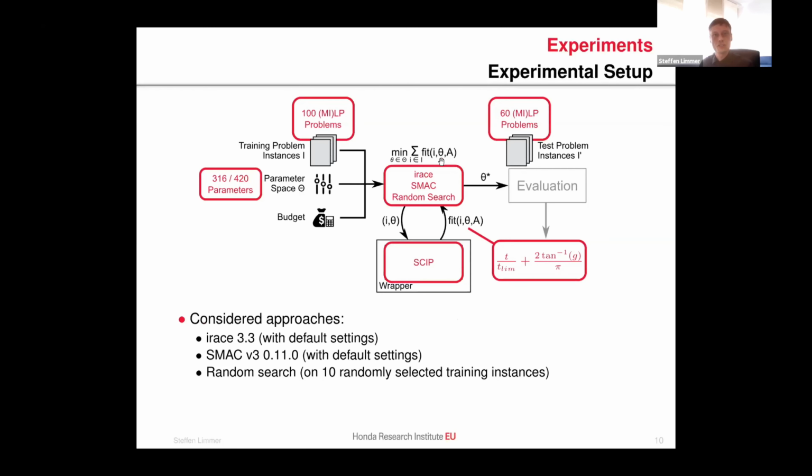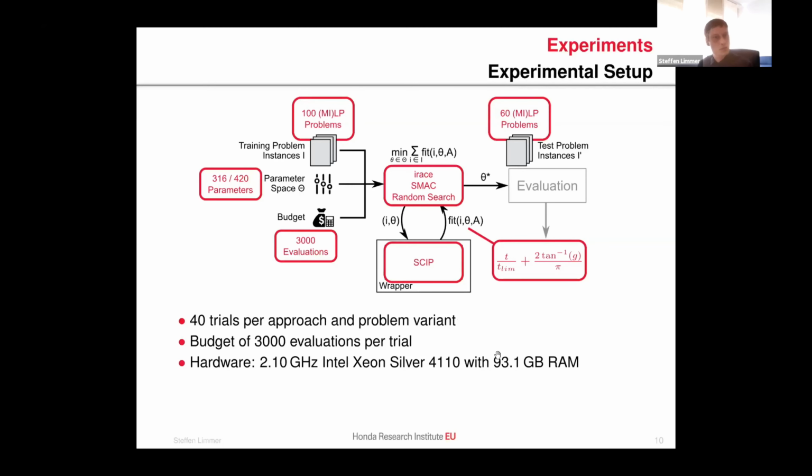And for the parameter tuning, we use irace and SMAC with default settings. And as baseline, we also consider random search on 10 randomly selected training instances. And for each parameter tuning approach and each problem variant, we executed 40 trials with a budget of 3,000 evaluations per trial.